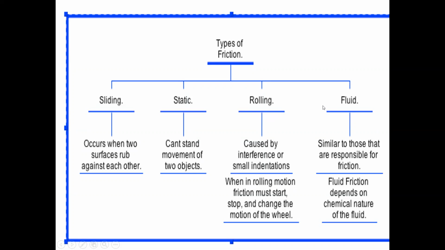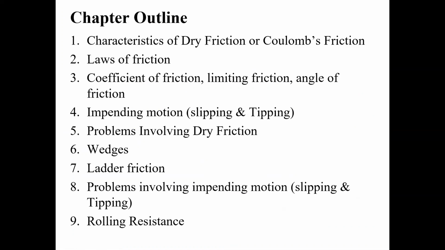Say, in the piston of the vehicle, if there is no fluid, that is, if we don't give engine oil, then friction will occur and the cylinder will be spoiled. So we reduce the friction. We incorporate fluid. Now, the chapter outline: characteristics of dry friction or Coulomb friction.